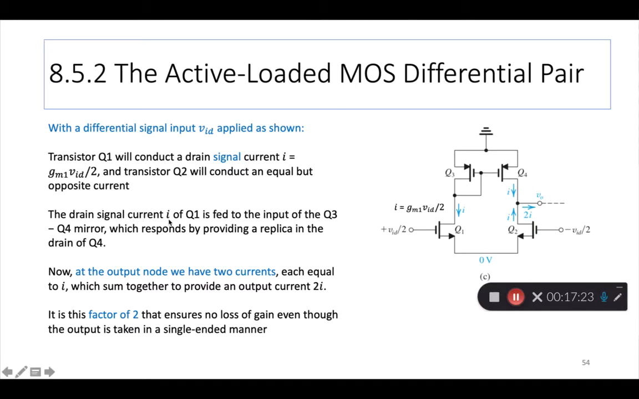The drain signal current I of Q1 is fed to the input of the Q3, Q4 mirror, right? This Q3, Q4 mirror has this input point, which is this point between the two gates. So that I flows into it, which responds by providing a replica in the drain of Q4. Replica means a duplicate, exact same thing. So in the drain of Q4, you have another I. So at the output node, we have two currents at this node, each equal to I, which sum together to provide an output current of 2I.